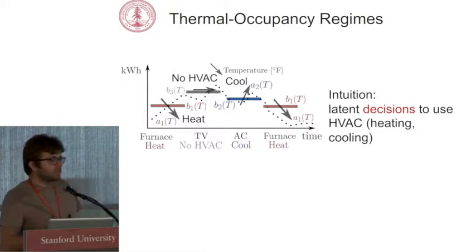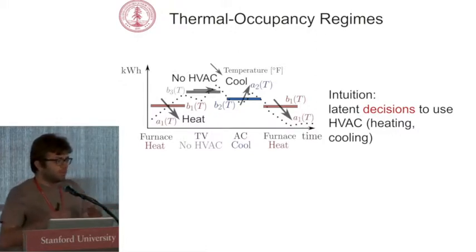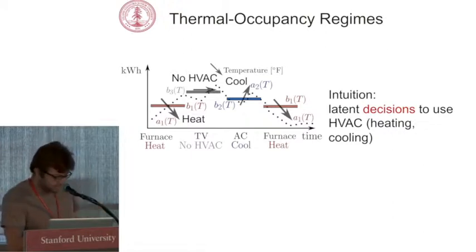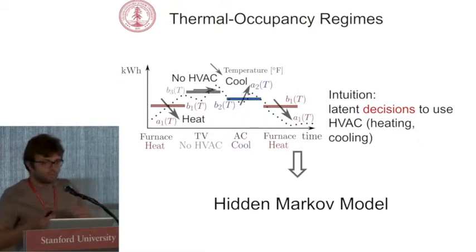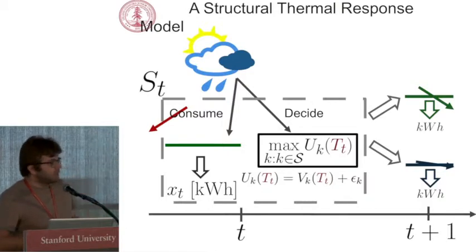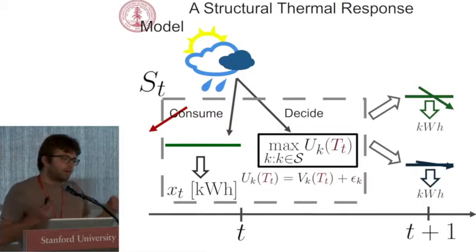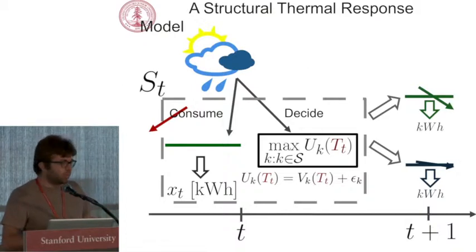In this particular case, it's the decisions whether to use HVAC or not. HVAC is a big component of the residential electricity budget of the United States. So essentially, we're modeling here the decision process of whether to use HVAC or not using some modeling tools. In this setting, the users will take signals from the outside, from the weather, temperature. They will consume according to a given model.